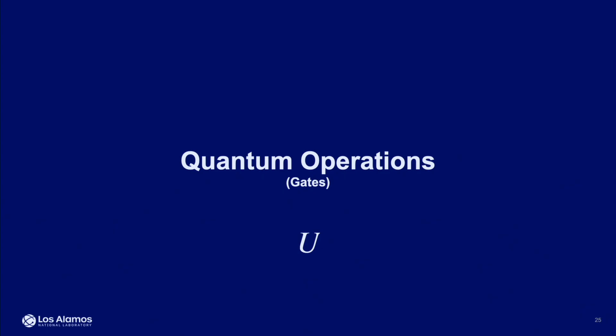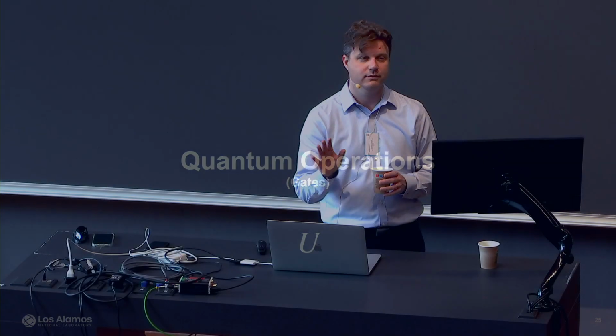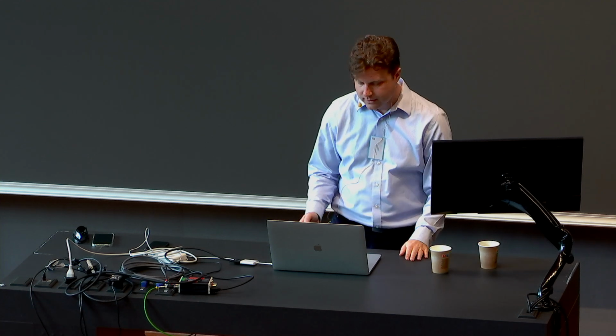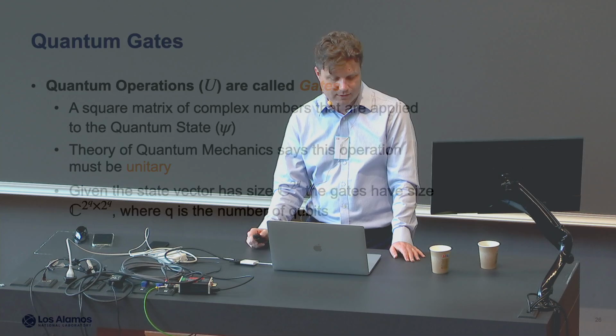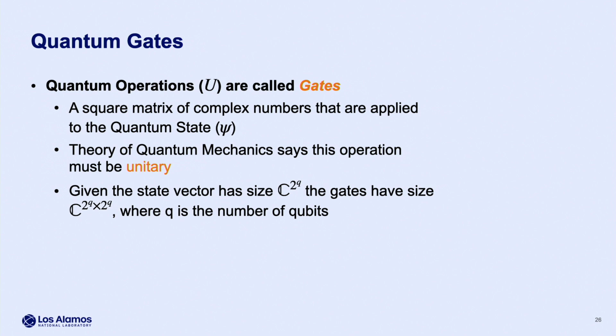So that's the quantum state. Next up, we have quantum operations. Any last questions on quantum states? OK. So these things we are going to call U. So quantum operations U are called gates. These are going to be square matrices of complex numbers that we're going to apply to the quantum state psi, right?